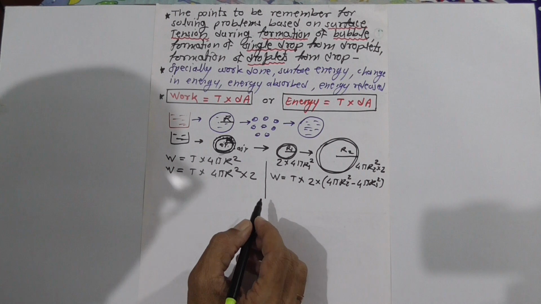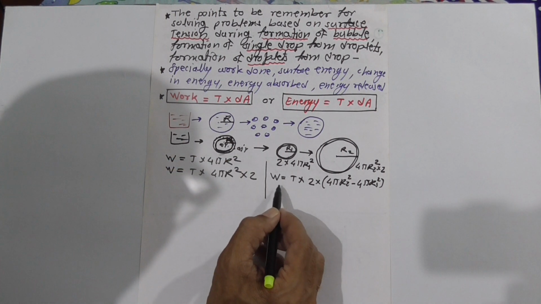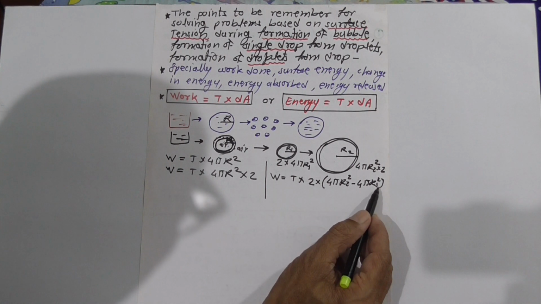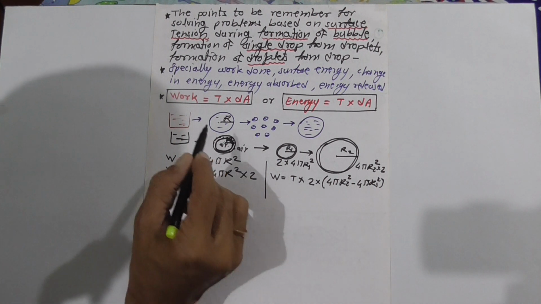And if it is a single drop, simply the same relation can be written as W equal to T into 4 pi R2 square minus 4 pi R1 square, because the factor of 2 does not apply in the case of a drop.